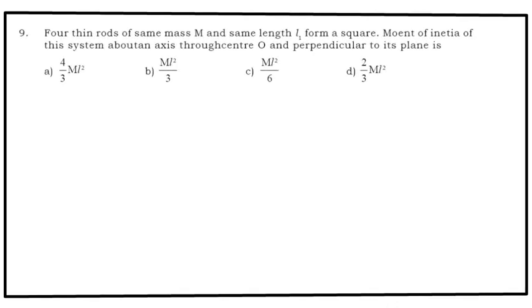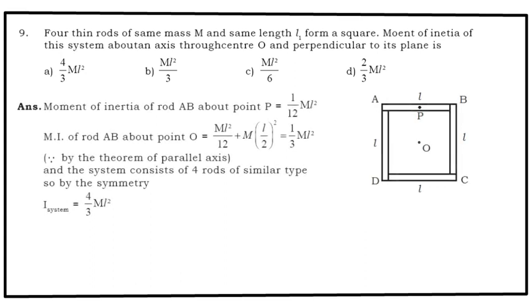Four thin rods of the same mass m and the same length L form a square. What is the moment of inertia of this system about an axis through the center O and perpendicular to its plane? Now see, you know the moment of inertia of a rod about its centroidal axis, that is 1/12 mL². If I consider one such rod and want to find its moment of inertia about O, then I'll use the parallel axis theorem, that is mL²/12 plus m times the distance squared. What is the distance between P and O in this case? L/2.